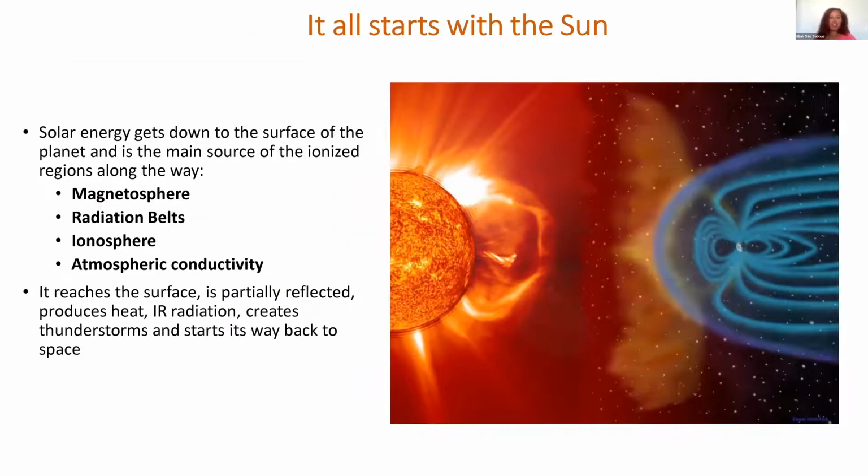So as the energy gets down towards the surface of the planet, it is the main source of the ionized regions along the way, which are the magnetosphere. And within the magnetosphere, we have the radiation belts, the ionosphere, which is also a plasma region, much closer to the surface. And it's also responsible for the atmospheric conductivity, which is within the neutral atmosphere, which is where we live. So here we have a completely out of scale representation, but a beautiful image of the sun emitting some solar matter towards us. And this is Earth, and this is the magnetic field and how it gets compressed by this solar wind coming towards our direction.